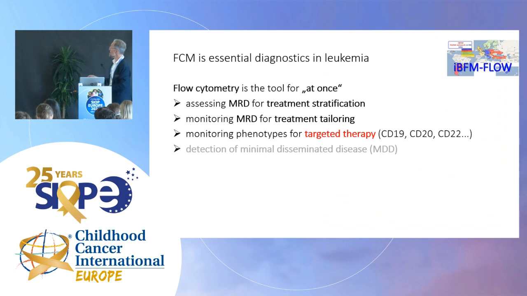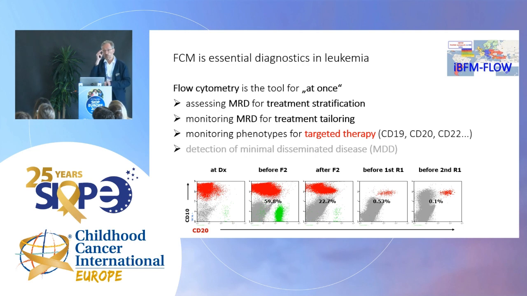So what have we discussed until now? Flow cytometry is essential in leukemia for this MRD situation, treatment stratification. It can be used for tailoring, meaning you find that there is residual disease also at relapse or in a special situation, you can investigate the quality of response. But we should touch also the targeted therapy issue.